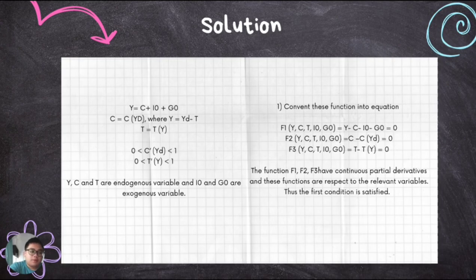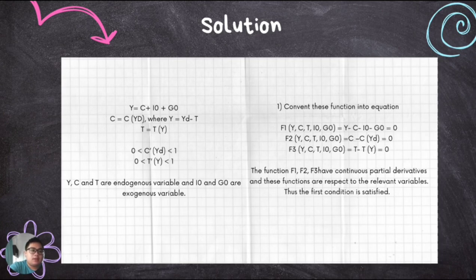To solve this problem, we must understand the given equations, where Y equals C plus I plus G and C equals C(Yd), where Yd equals Y minus T and T equals T minus T(Y). For these equations, we know that C'(Y) is more than 0 but less than 1, and T'(Y) is more than 0 but less than 1.